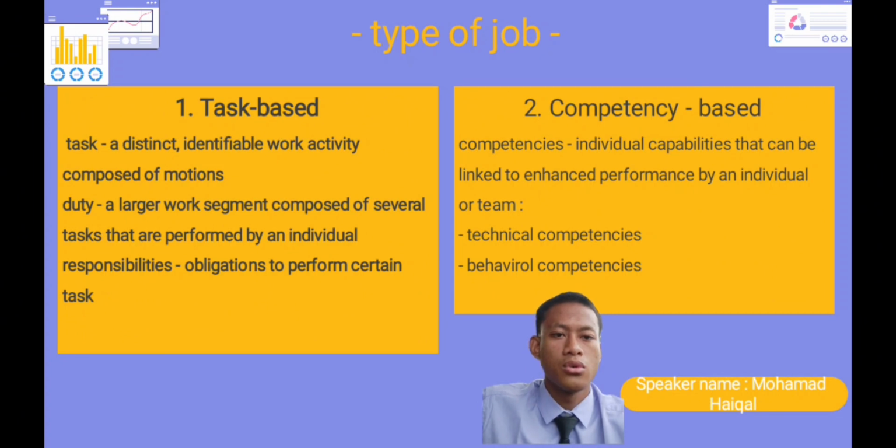Number 2 is behavioral competencies. Behavioral competencies, also known as soft skill or interpersonal skill, refer to the personal attribute, behavior and trait that contribute to job performance. Example is communication skill, problem solving and critical thinking, teamwork and collaboration, leadership and management abilities, adaptability and flexibility, time management and organization, emotional intelligence and empathy.